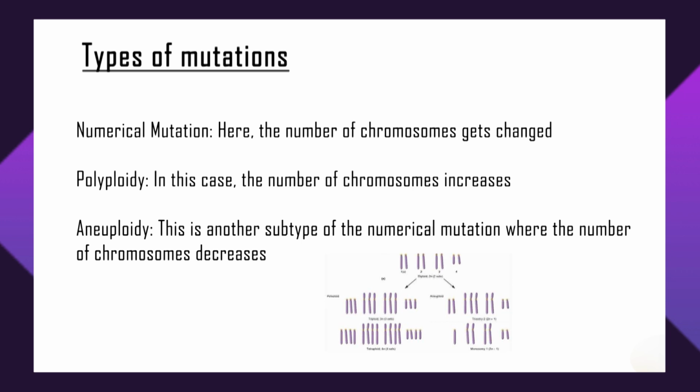So, what is polyploidy and what is aneuploidy? You can see here the aneuploidy is the other subtype of the numerical mutation, where the number of chromosomes decreases. This means the number of chromosomes in the body will be less than the 23 pairs.